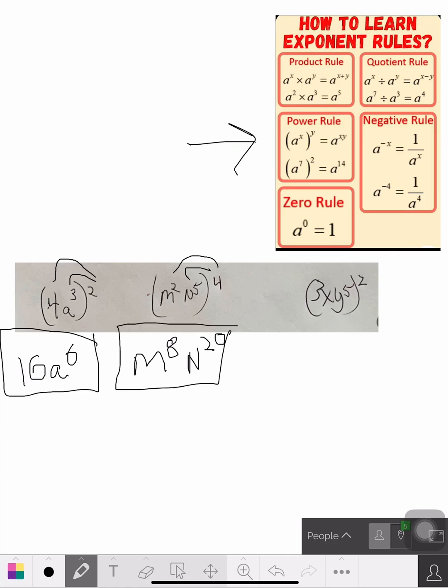Now let's do the next one. Remember how we did the first one. Really, this goes on each one of these. So 3 squared is 9. Now the x is really x to the 1st, so we get x to the 1st times 2, which is x squared. Now the y is y to the 5th, so 5 times 2 is y to the 10th. And that's all there was to that one.